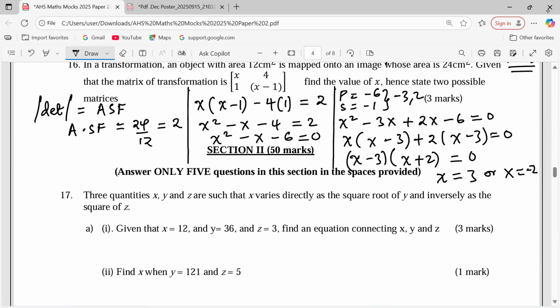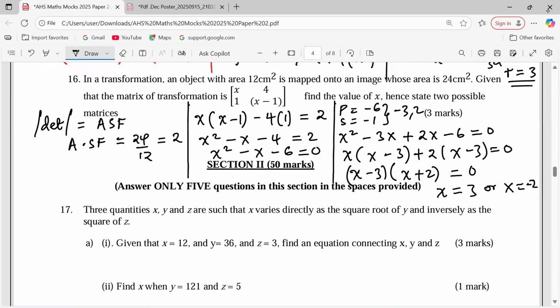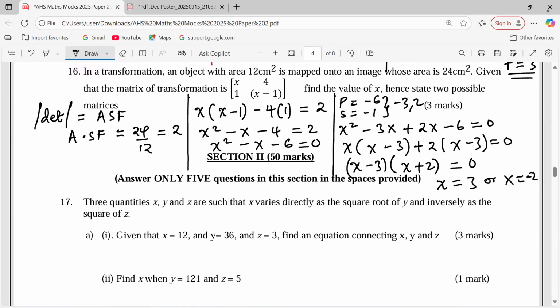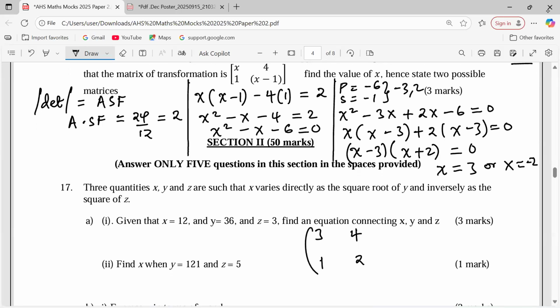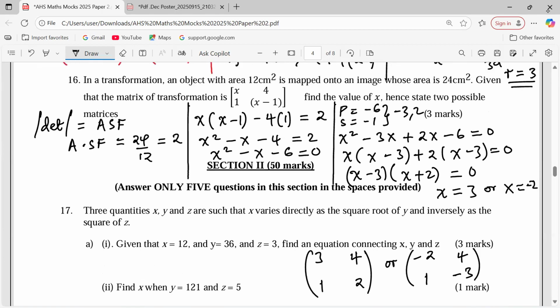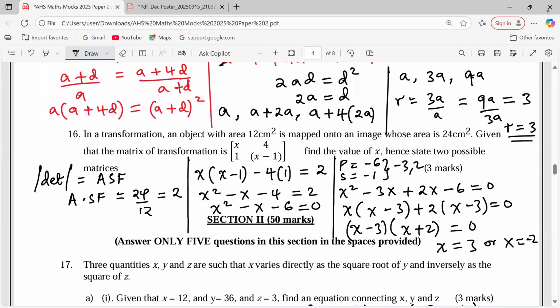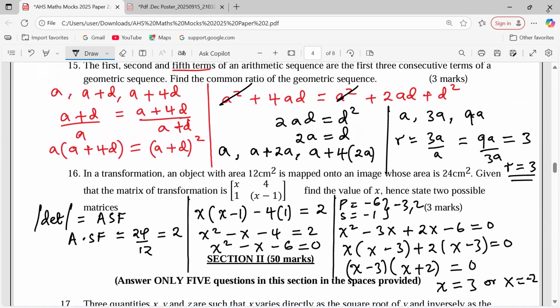So we have 2 possible values of x, meaning that now we can write 2 possible matrices. The matrix of transformation can be, when we use x as 3, 3, 4, 1, then 3 minus 1, which is 2. That is the first matrix. Or another matrix can be when we use negative 2: negative 2, 4, 1, negative 2 minus 1 becomes negative 3. These are the 2 possible matrices of transformation that transformed a certain object with area of 12 to an image with 24.